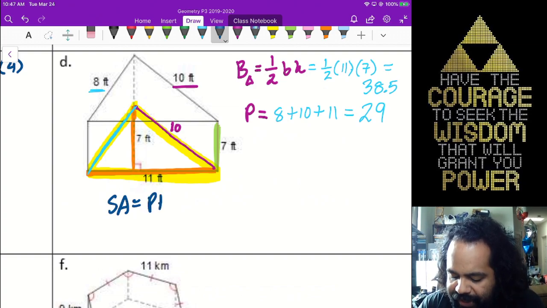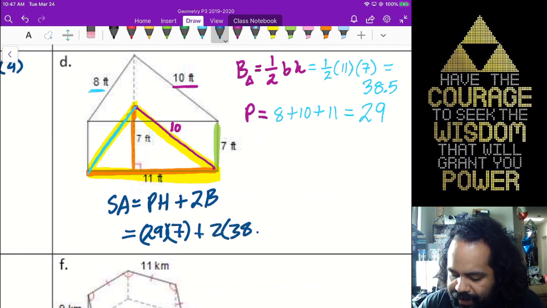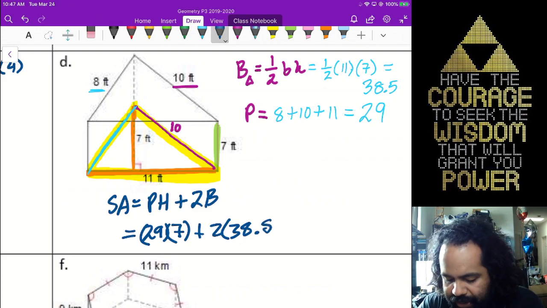So perimeter times the height plus 2 bases. So 29 times 7 plus 2 times our 38.5. I can't write for the life of me. Ha ha ha.